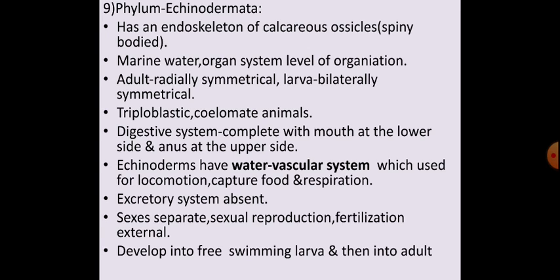Then excretory system is absent. There is no excretory system. Sexes are separate, dioecious. There will be a male body as well as a female body, a male individual or a female individual. Sexual reproduction takes place. Fertilization is external. They lay eggs outside the body in the water, which develop into a free swimming larva and then into an adult.